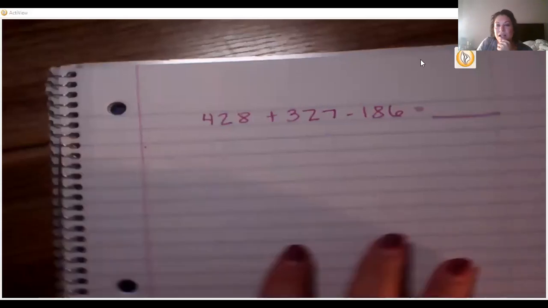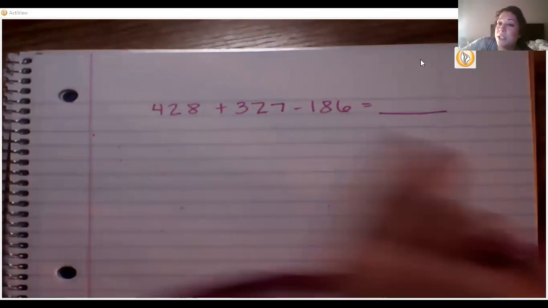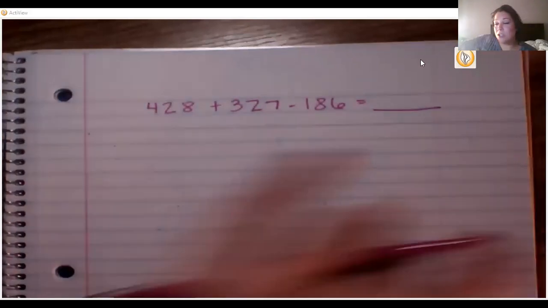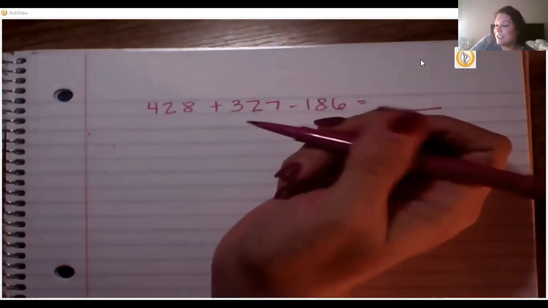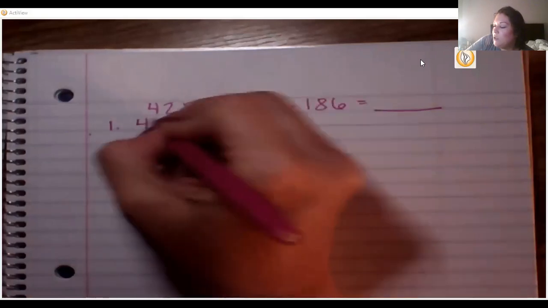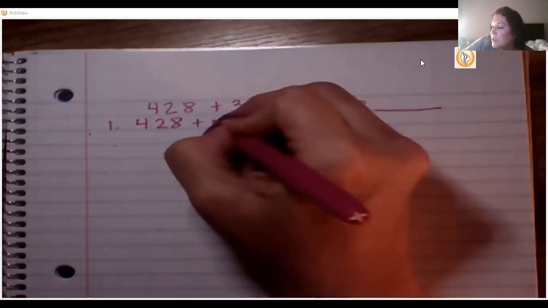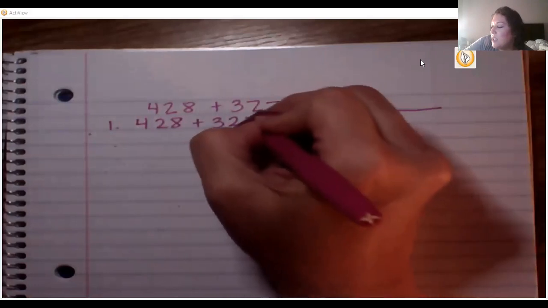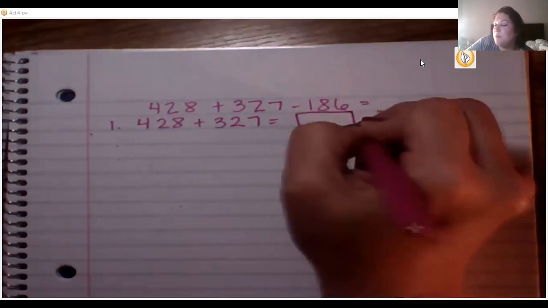And here is mine. I have it recorded horizontally, but remember, we don't solve horizontally. We're going to solve vertically, up and down. I'm not going to be silly and forget. So this time, I'm going to make my plan. So step 1, I'm going to solve the first part. 428 plus 327 will give me a box answer.